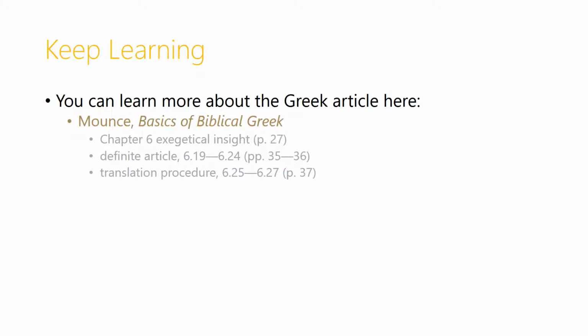You can learn more about the Greek article in Mounce's Basics of Biblical Greek in Chapter 6, and look in particular at the exegetical insight on page 27.